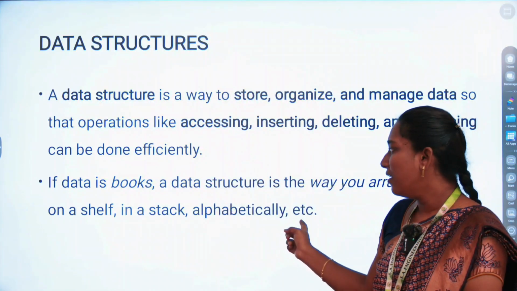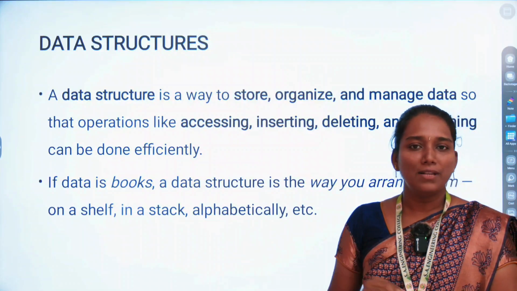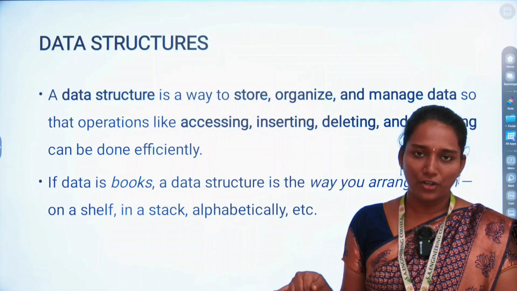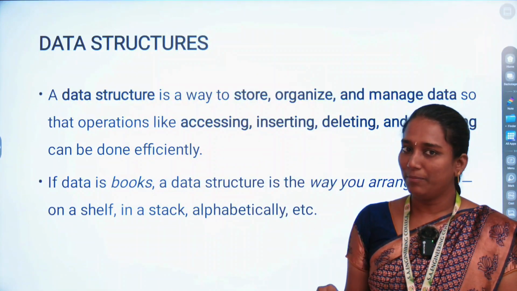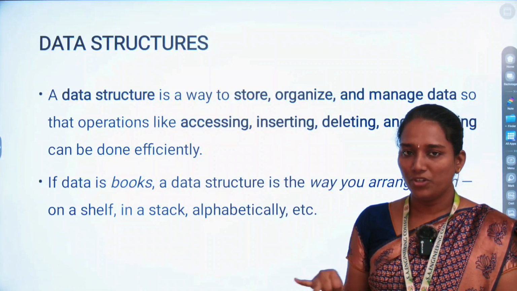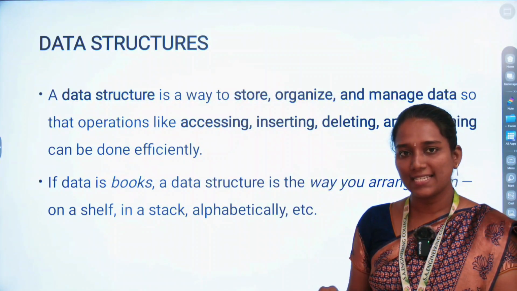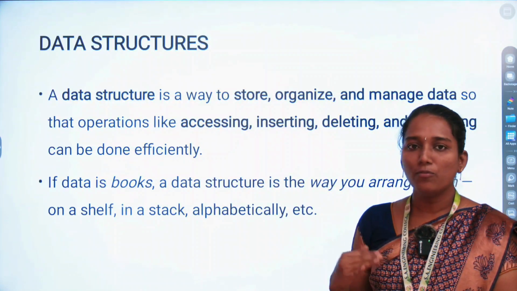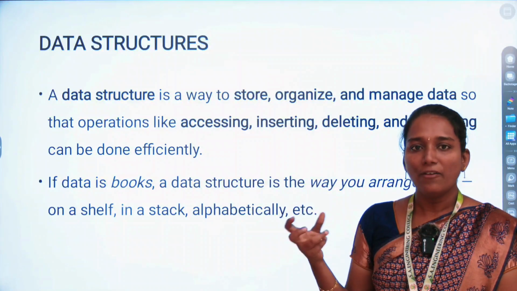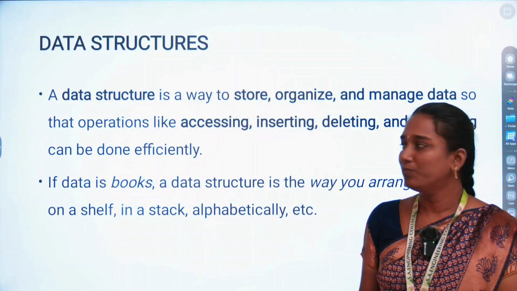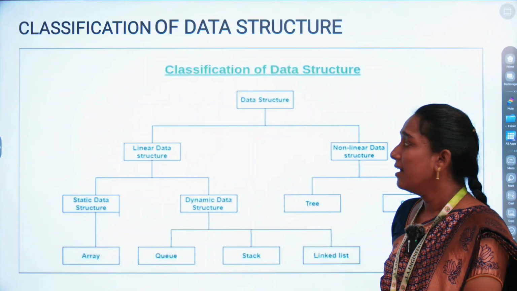The example here I have given is a shelf. For example, let us take a shelf consisting of 3 rows. In the first row we have a deep learning book, in the second row we have a machine learning book, and in the third row a data structure book. So whatever books we need, we can access efficiently in that particular row. This is what a data structure is about.